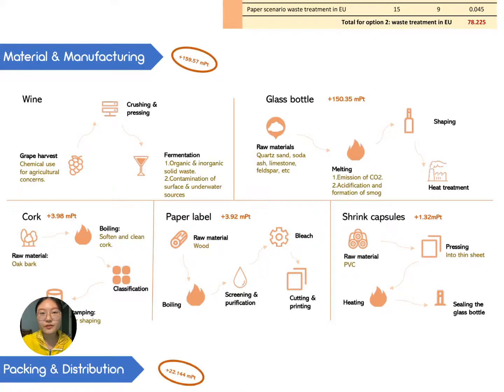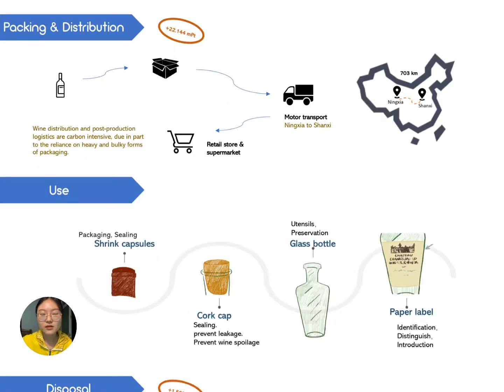Cork, paper label, and shrink capsules could also lead to environmental impact, but they are much less than the glass bottle. The vineyard and winery are located in Ningxia of China. The bottled wine would be packed in boxes and transported to Xi'an. Then consumers could get wine in the retail store or the supermarket. Energy use and greenhouse gas emissions are the main environmental issues during the distribution because of the heavy package.